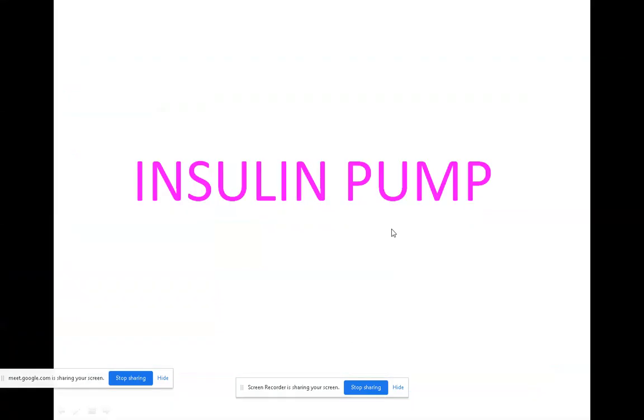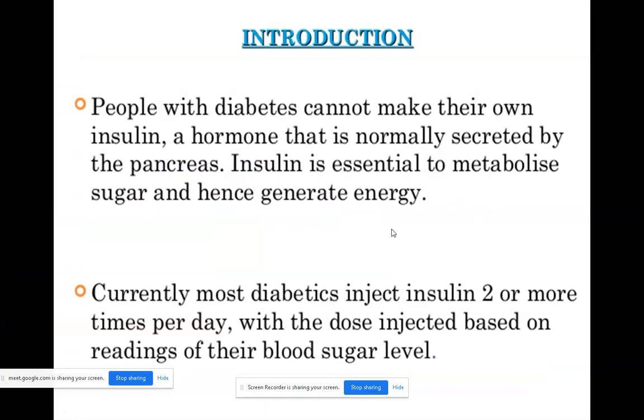Okay, insulin pump. So, introduction. People with diabetes will be taking insulin for their treatment. People with diabetes cannot make their own insulin, a hormone that is normally secreted by the pancreas. Insulin is essential to metabolize sugar and hence generate energy.